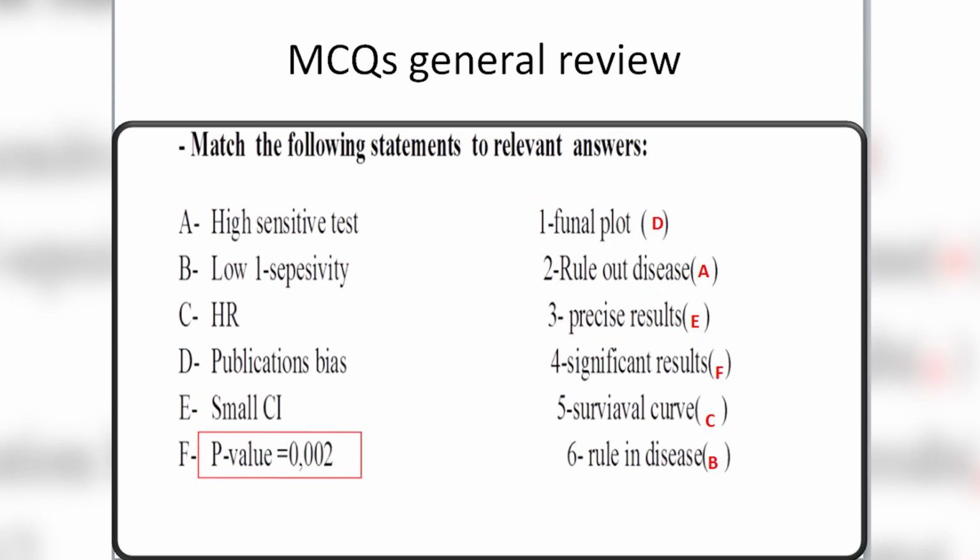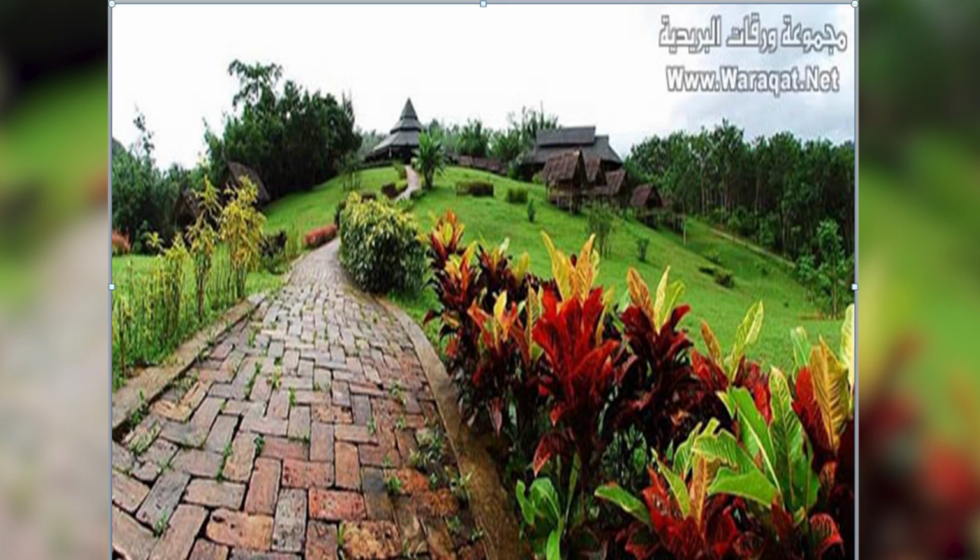P value: significant. So the funnel plot is D. Rule out of disease is A. Precise, which is small confidence interval. Significant, P value less than 0.02. Survival curve is in the hazard ratio. Rule out of disease means low false positive and increased specificity. We can rule the disease out. Any questions? Thank you very much.